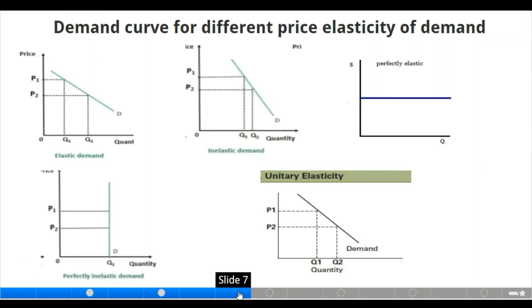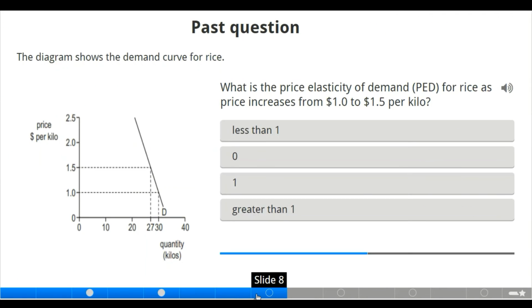Here we have the perfectly elastic, perfectly inelastic, and unitary elasticity. Now here we also have an activity which is also part of your past question. The diagram shows the demand curve for rice. What is the price elasticity of demand for rice as price increases from $1 to $1.5 per kilo?